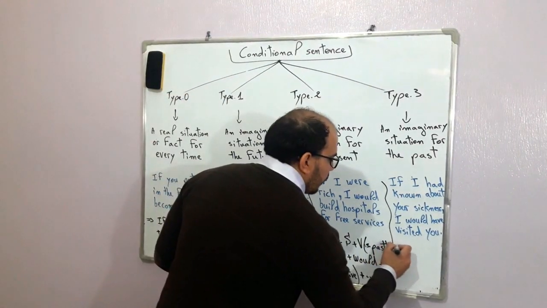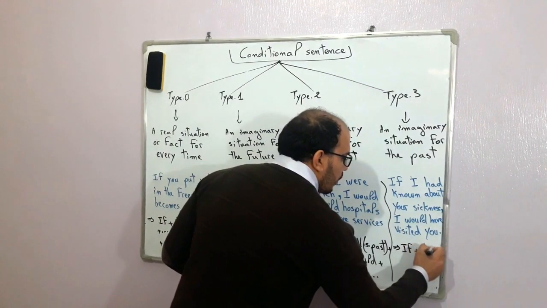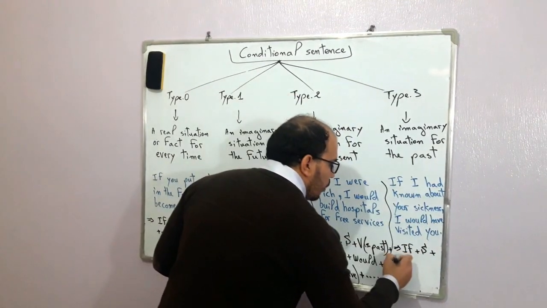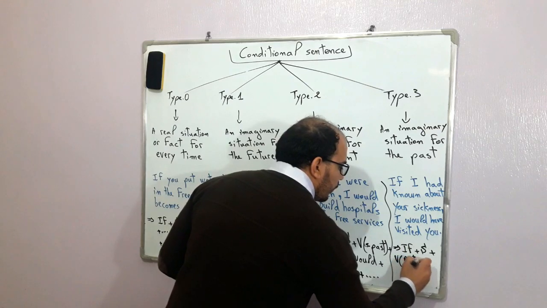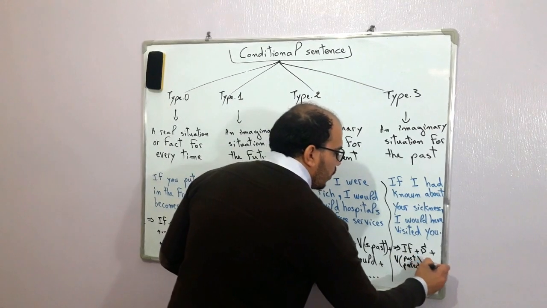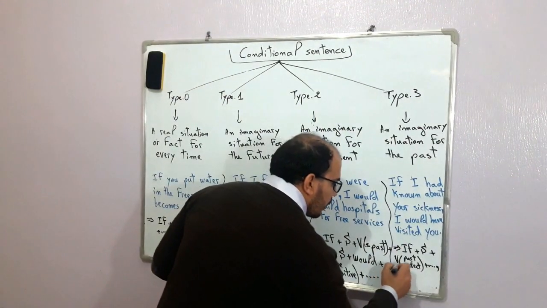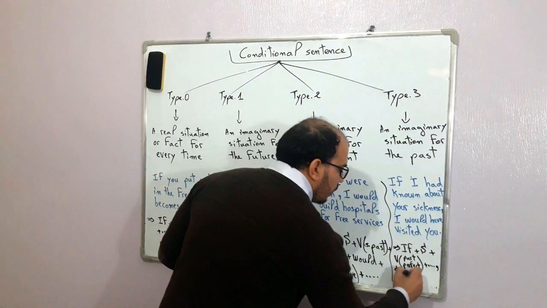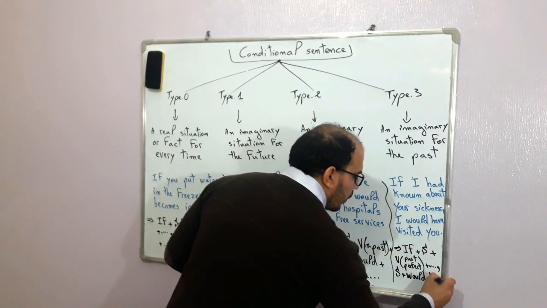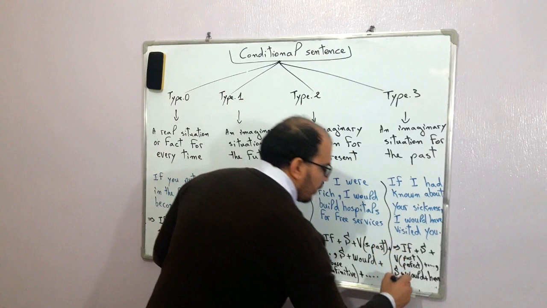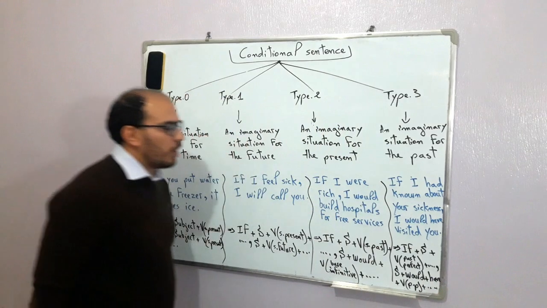Next, we have if plus subject plus had known, the verb in past perfect, plus what follows, then we have a comma, then we have the subject, then plus would, plus have, and then plus visited, verb in past participle, and then plus what follows.